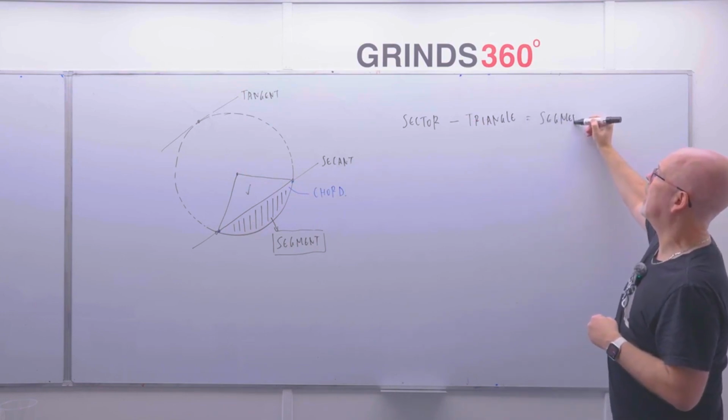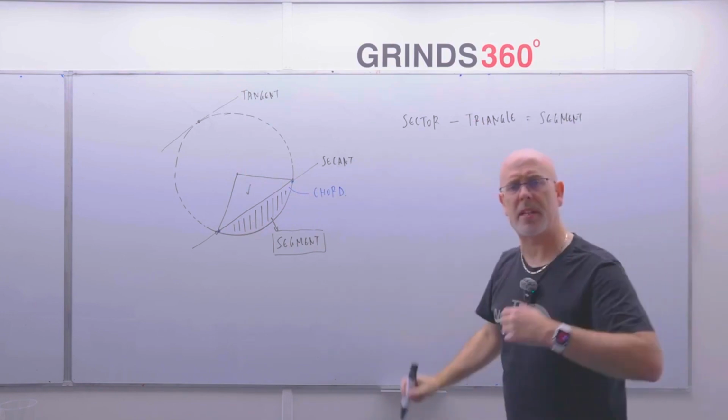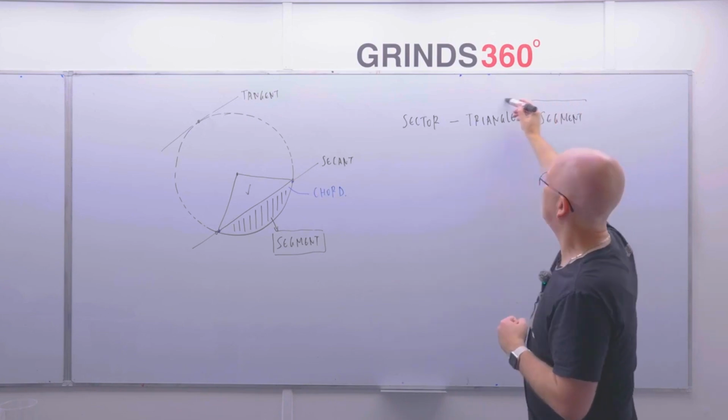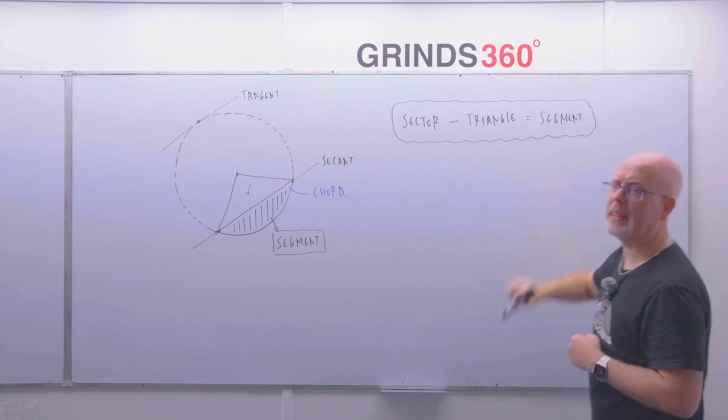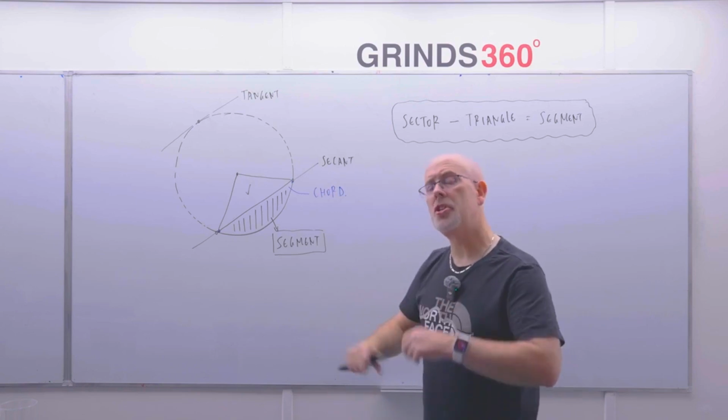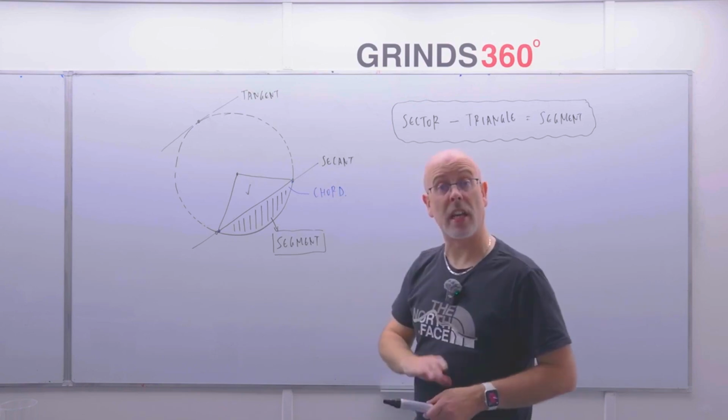Now, that's an important little calculation because a lot of real-world problems use that trick. So if you want to find the area of a segment, it's just the area of a sector, take away the area of a triangle. So we're combining two calculations we've already learned how to do.